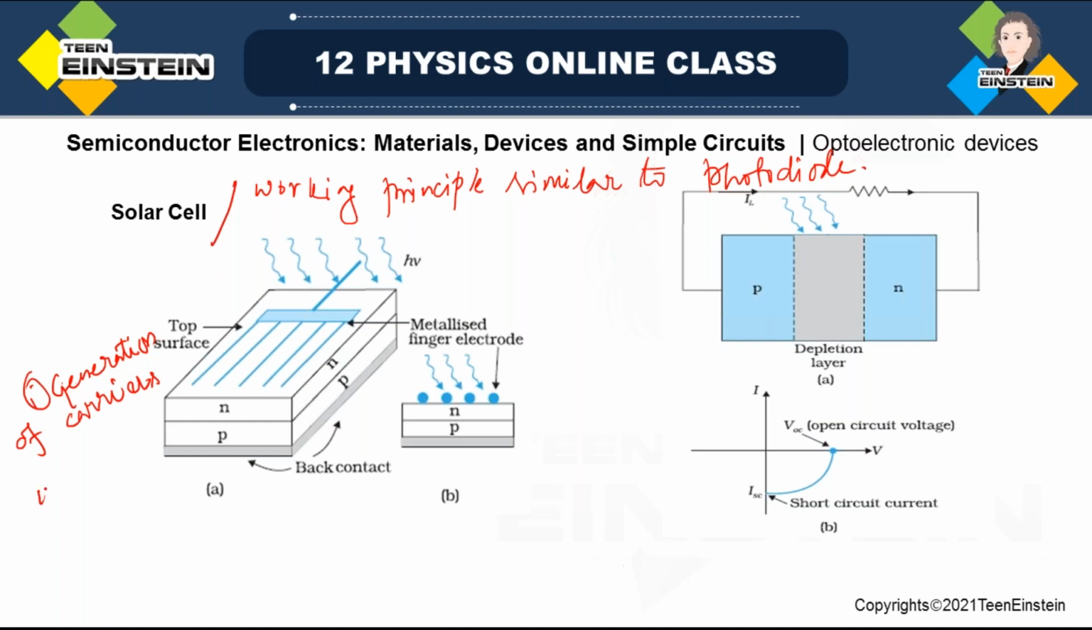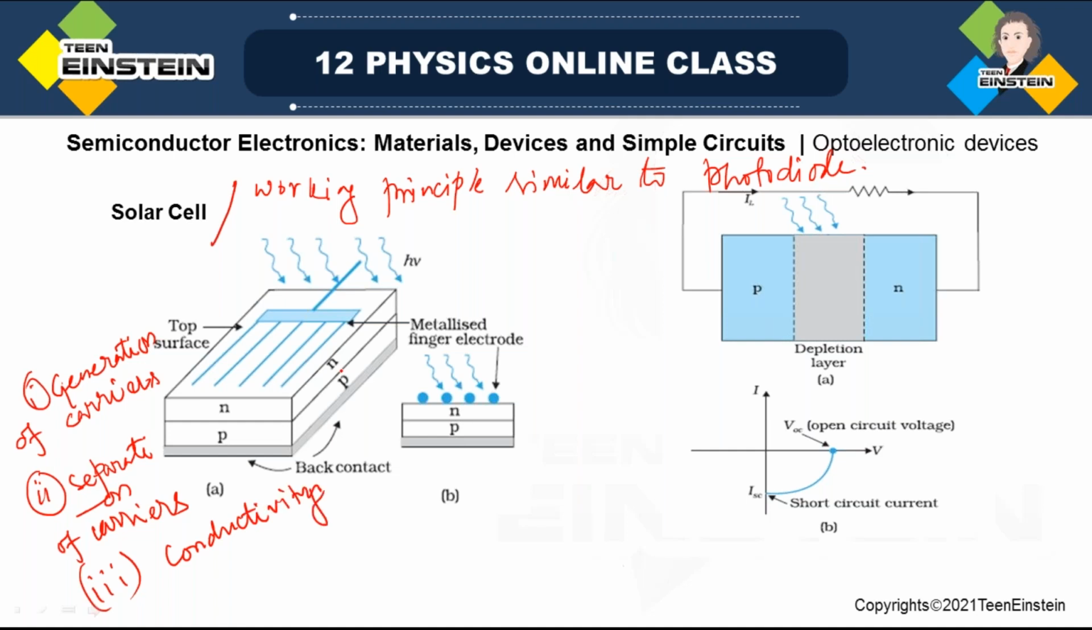Okay, then separation of the charge carrier, separation of carriers, and third is the conductivity. Okay, conductivity. These are the few points about solar material.